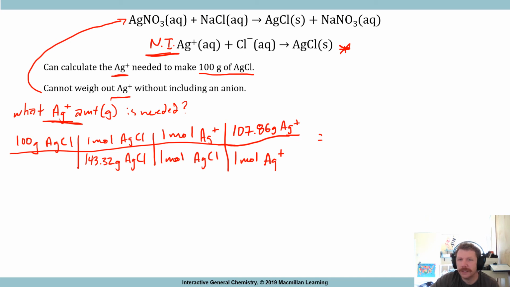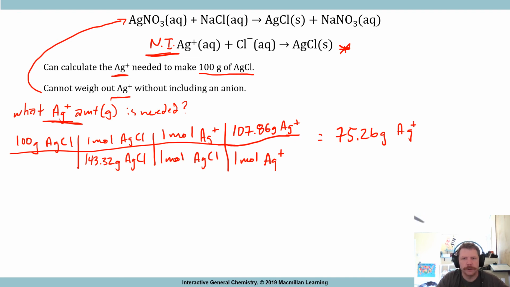Okay, so this is what I've got set up, and this is what I want to do. I'm going to go ahead and punch in 100 times 1 times 1 times 107.86, divided by 143.32. And I get this right here, 75.26 grams of silver ions.